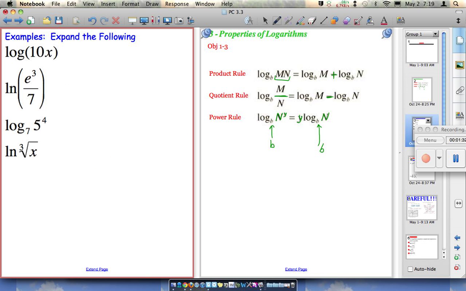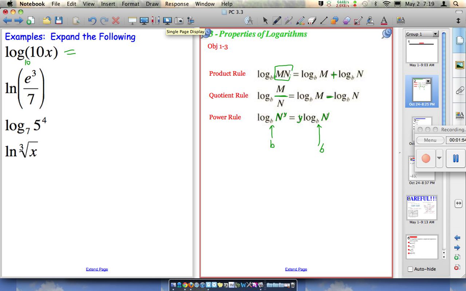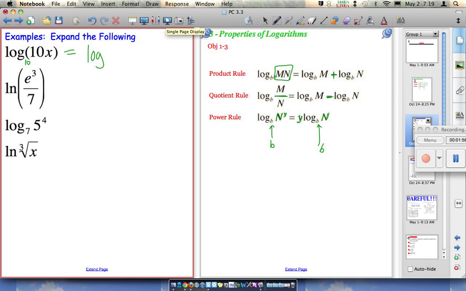So the example is asking us to expand the following. So I'm going to expand it, meaning I'm going to separate things and make it look longer and bigger, hence the word expand. So log base 10, remember log is base 10 if there's no base written. So this is log base 10 of 10x. I can expand that because it's written as a product, 10 times x. I can expand that and write log of 10 plus log of x.